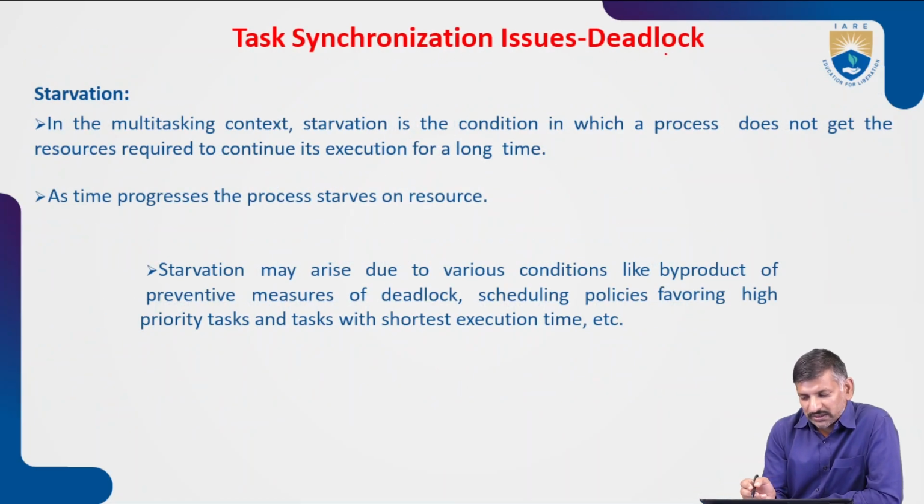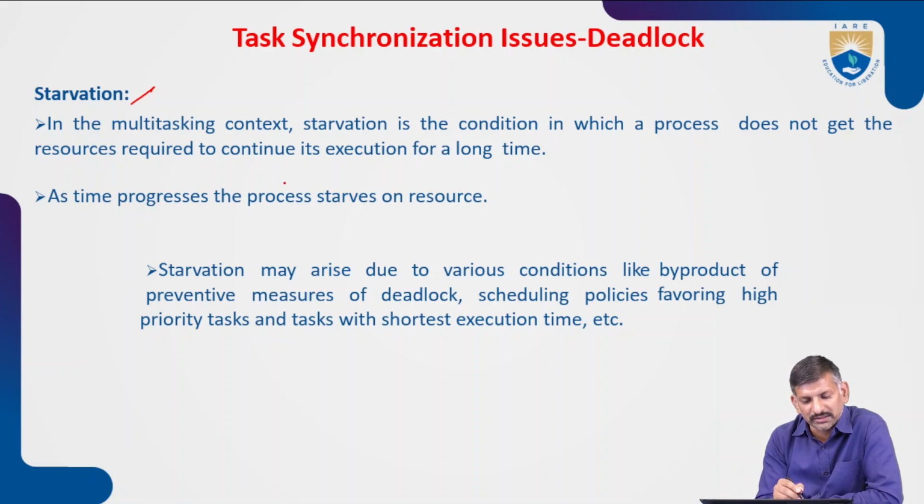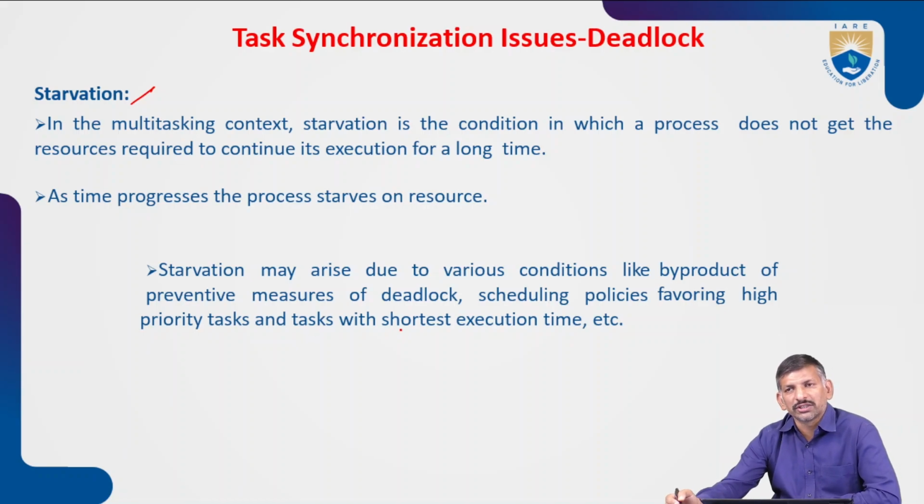Task synchronization issues: one is deadlock, and the other is starvation. In the multitasking context, starvation is the condition in which a process does not get the resources required to continue its execution for a long time. That is called starvation. As time progresses, the process starves on the resource. Starvation may arise due to various conditions, like a byproduct of preventive measures of deadlock, scheduling policies favoring high priority tasks, and tasks with shortest execution time, etc.